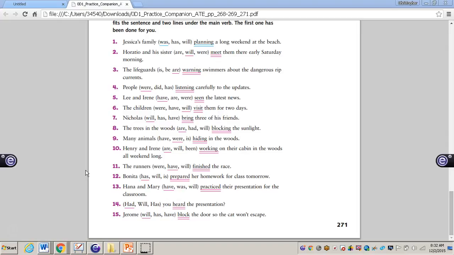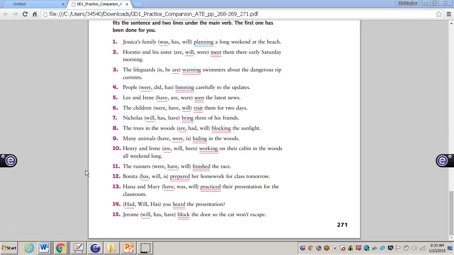Number 11 have for the helping verb, finished for the main verb. Number 12 has for the helping, prepared for the main verb. 13 have for the helping, practice for the main verb. 14 had for the helping, heard for the main verb, and finally will for the helping and block for the main verb.